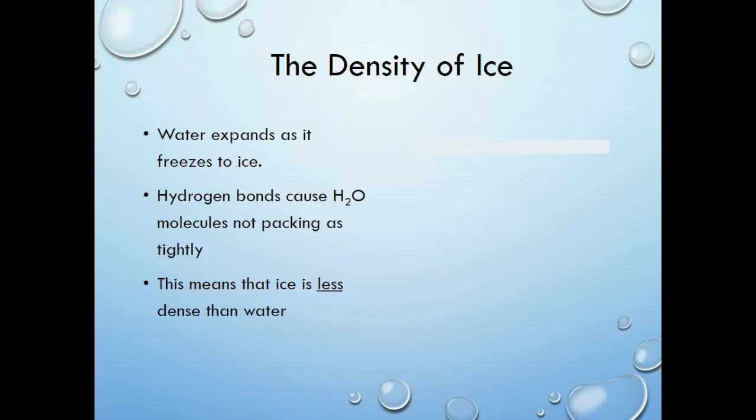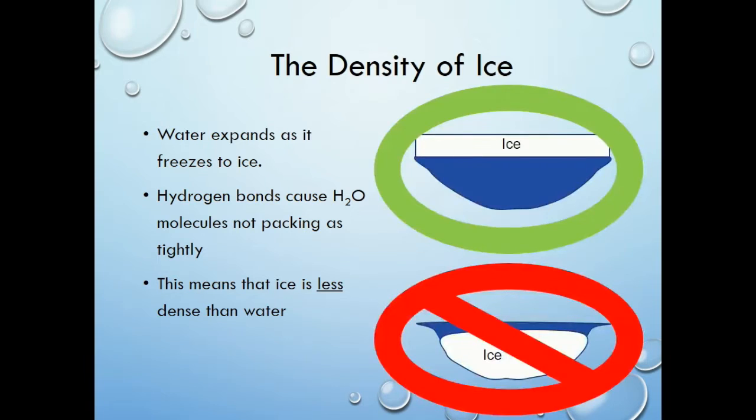Why would it be bad if ice sank to the bottom of water bodies? Pause the video and talk with your classmates. If ice sank, it would displace water out of water bodies. Fish and other organisms wouldn't survive because they would be crushed by ice.